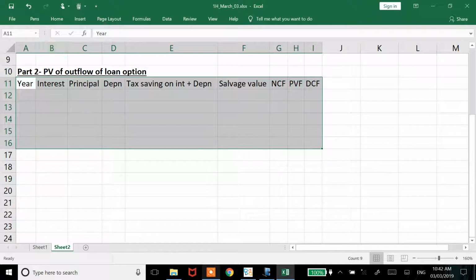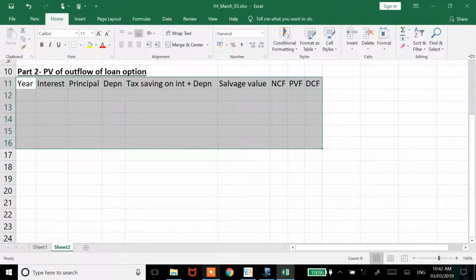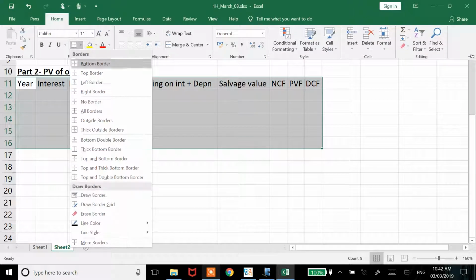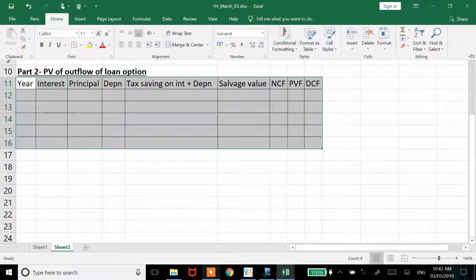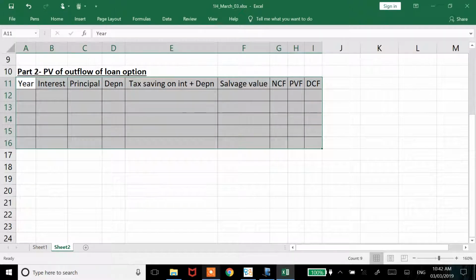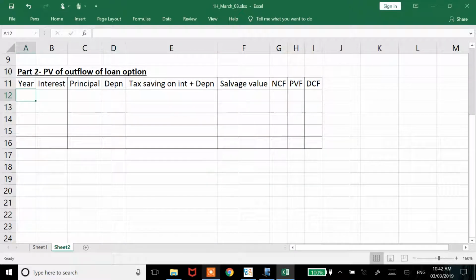So write year, interest, principal, depreciation, tax saving on interest plus depreciation, salvage value, NCF, PVF, DCF. The only important rule is you will have to consider all outflows as positive and all inflows as negative.